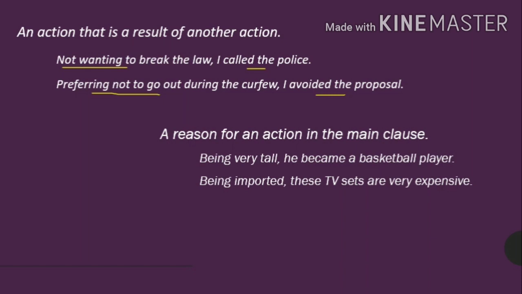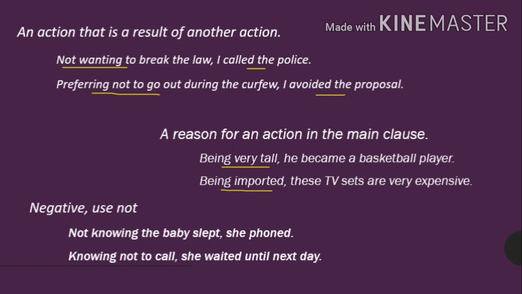Why did he become a basketball player? As he was very tall. Being very tall. Being imported, these TV sets are very expensive. So we give a reason for an action in the main clause. We use a present participle here. We also have two more sentences in negative form.